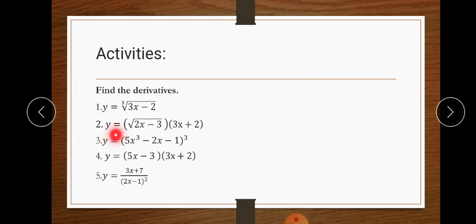Number 2. Y equals square root of 2x minus 3 times 3x plus 2. Number 3. Y equals 5x cubed minus 2x minus 1, all cubed. Number 4. Y equals 5x minus 3 times 3x plus 2. Number 5. Y equals 3x plus 7 over 2x minus 1, all squared.